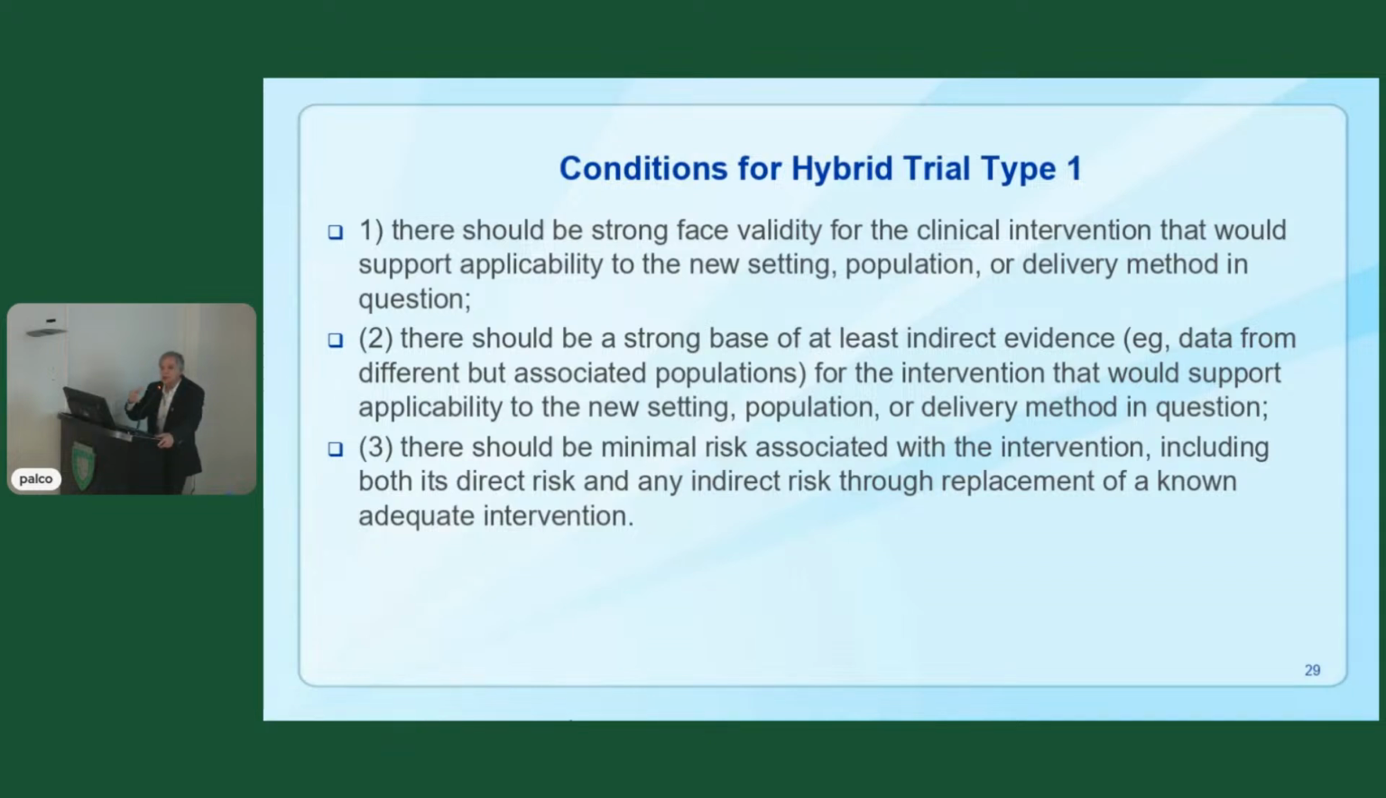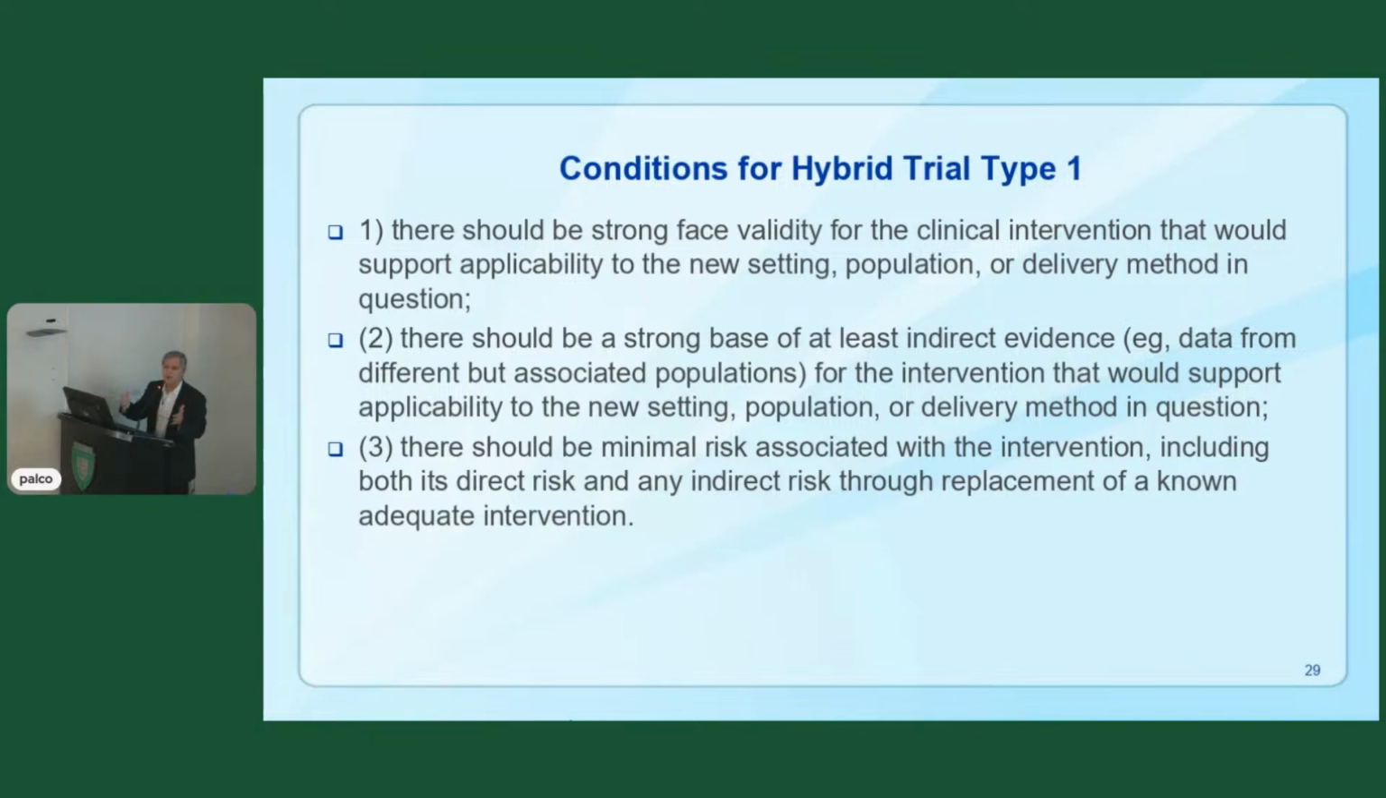You have no doubt that there are new interventions in place. That's what I call face validity. If something is very confused with the existing status quo intervention, it's hard to discern who is doing the new intervention or not, because you need to make sure of that. There should be a strong base of at least indirect evidence, data from different but associated populations, for the intervention that would support applicability to the new setting, population, and delivery method.